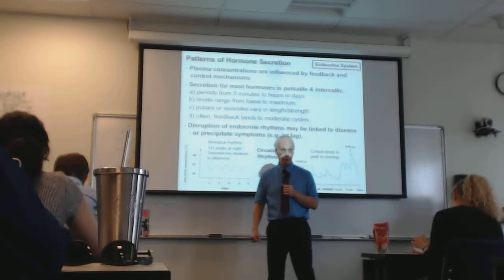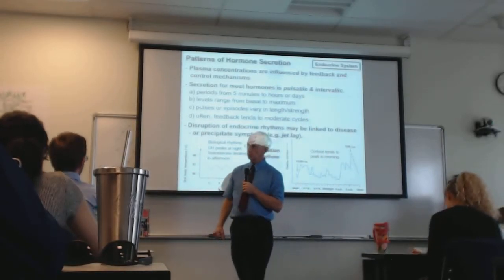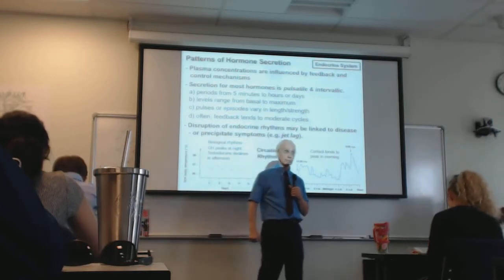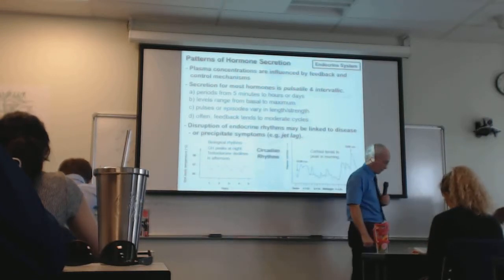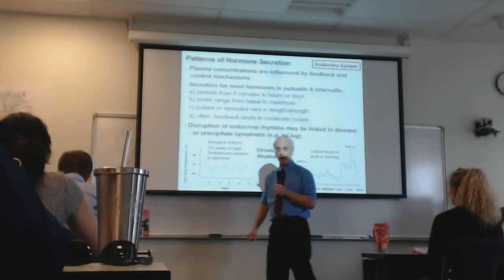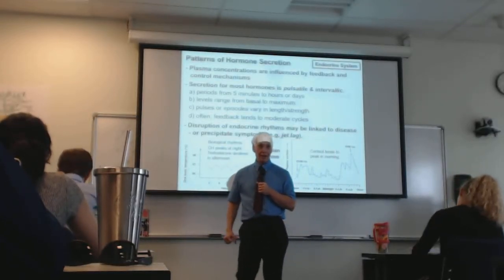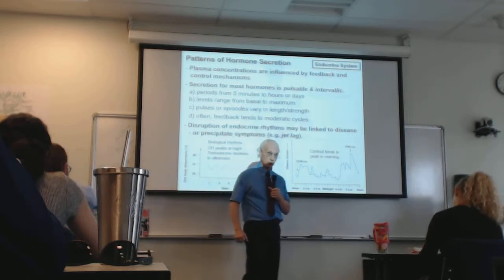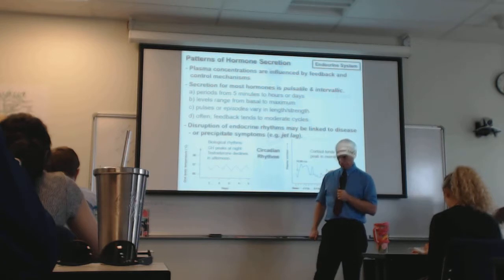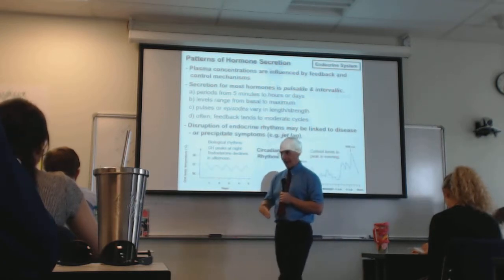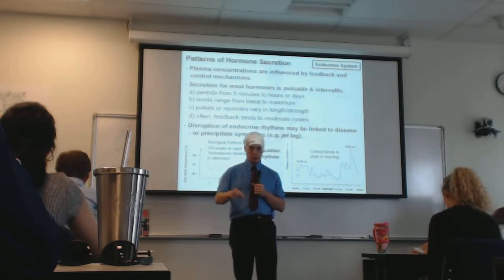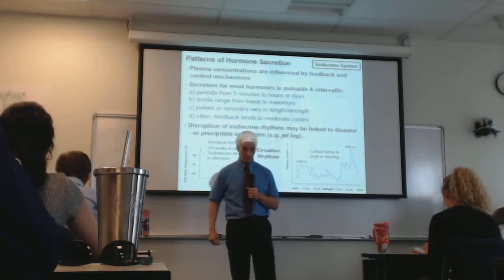What's a circadian cycle? Yeah, a change over the course of the 24-hour solar day. For example, growth hormone peaks during the night while you're asleep. ACTH and cortisol also peak during the morning. So there is a circadian rhythmicity to the release of hormones that is superimposed upon the pulsatile release.